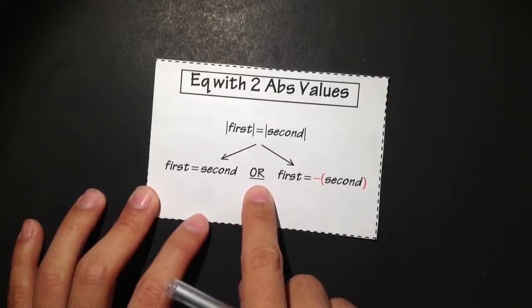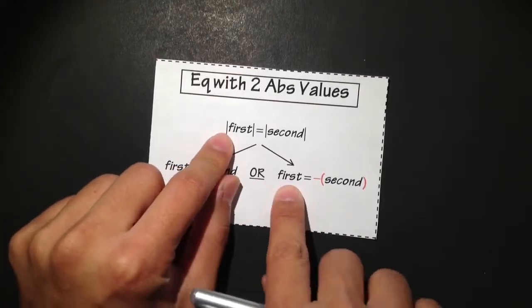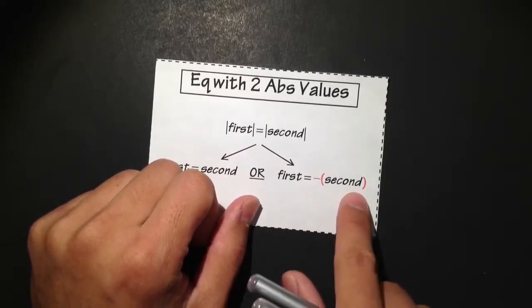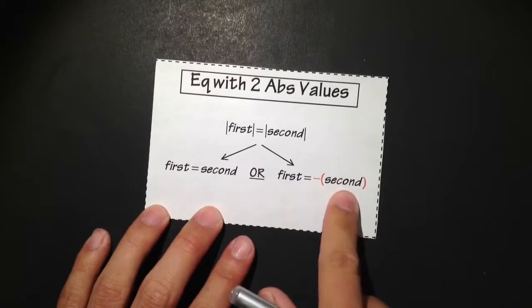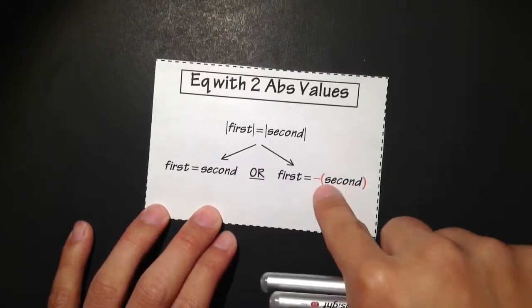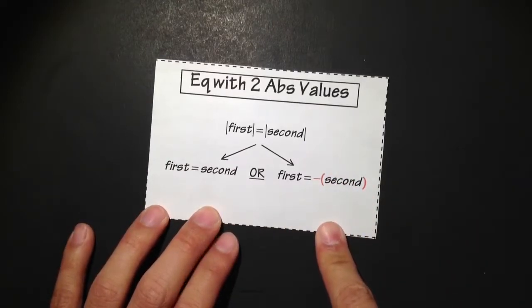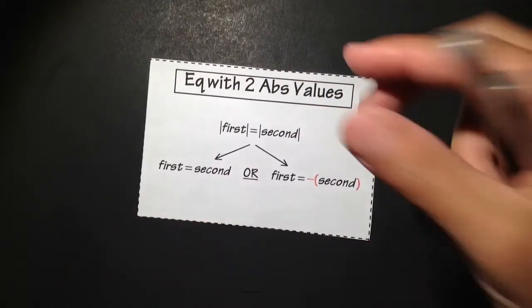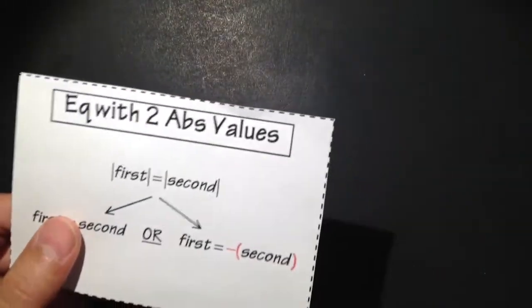Or the second case is that you keep the first, but then you put a negative in front of the second. Okay? You put a negative in front of the second, and you can also solve the equation normally after that. So I think this is the usual procedure. It will work all the time. And let me show you some examples to see how this actually works.